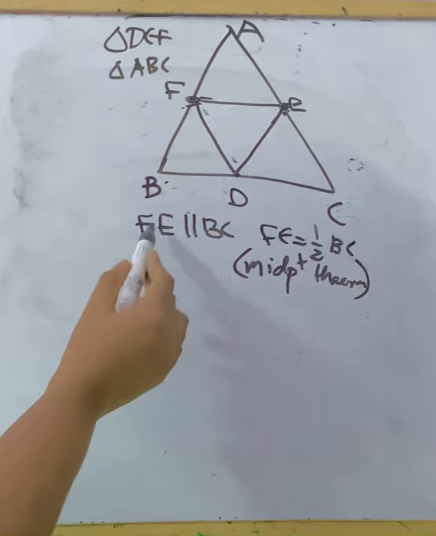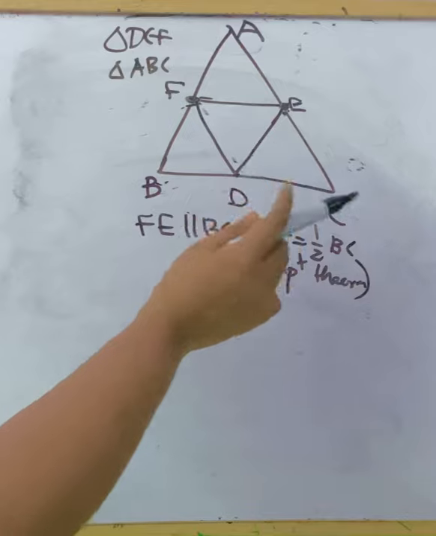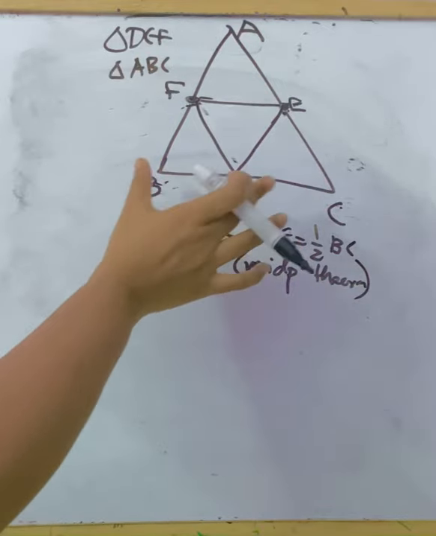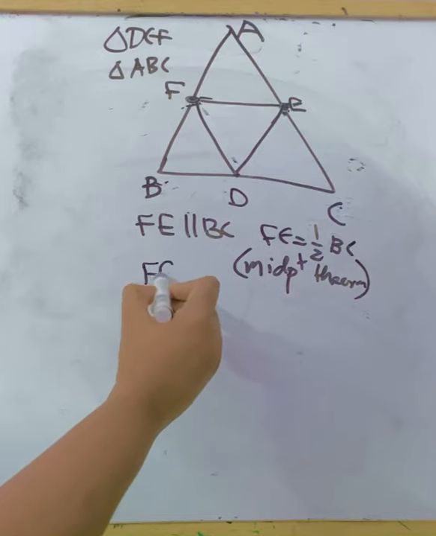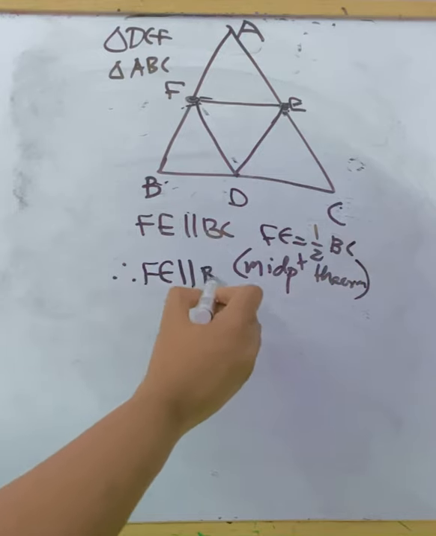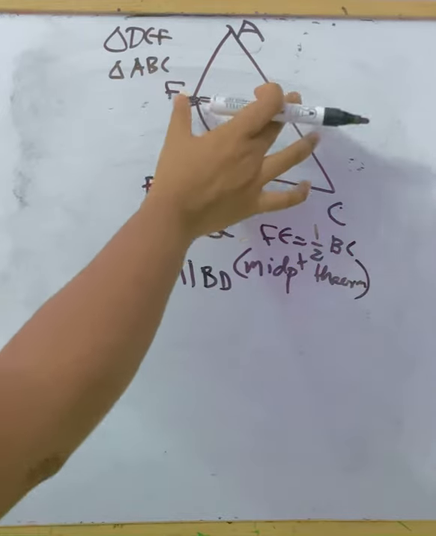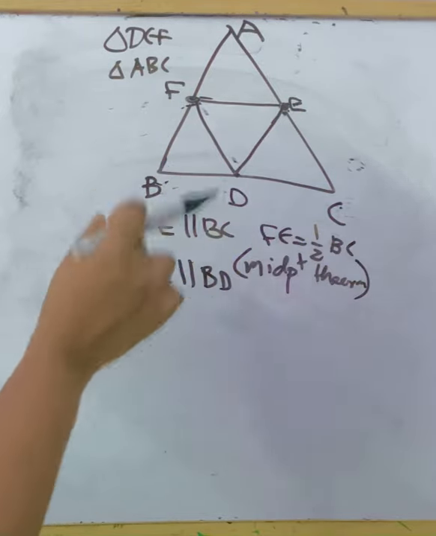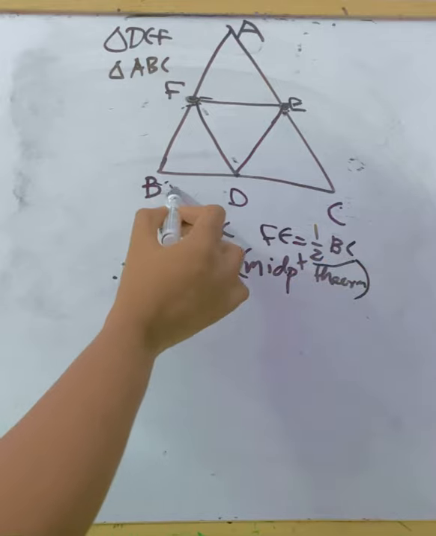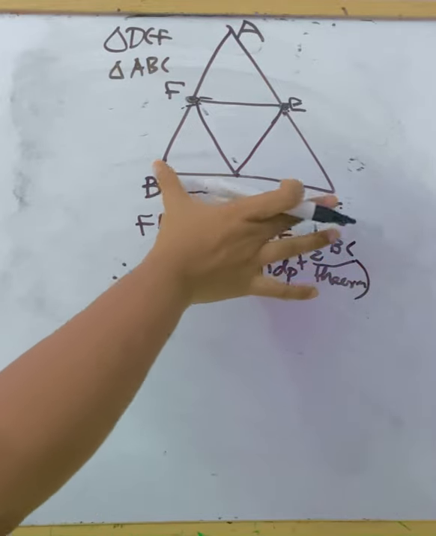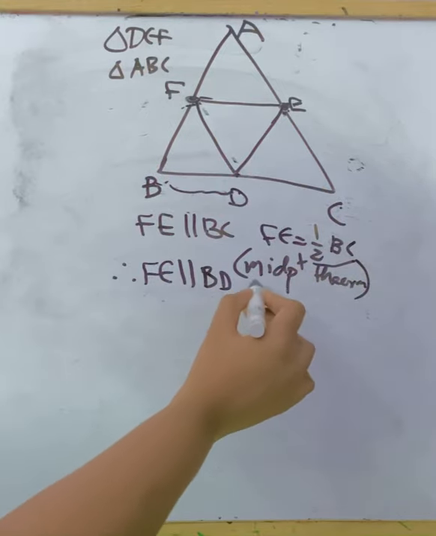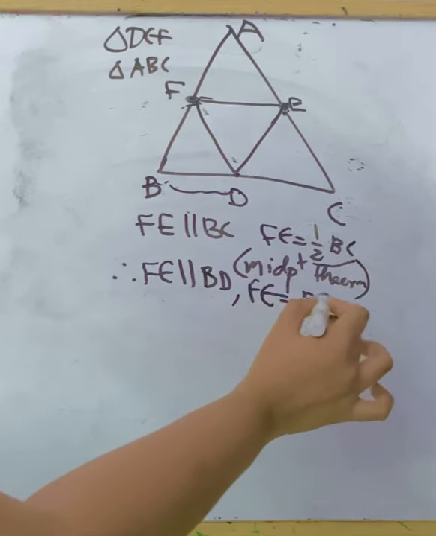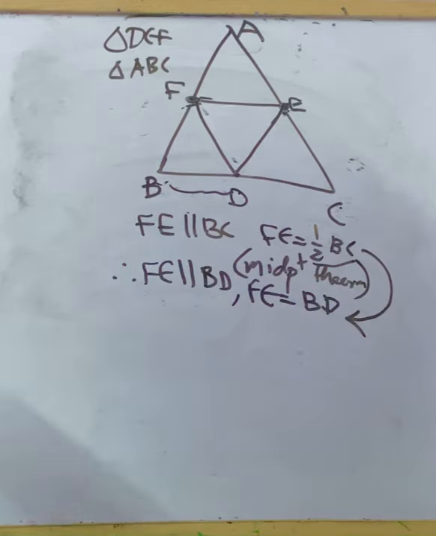Midpoint theorem. Now if FE is parallel to BC, then we can say FE is parallel to BD, because inside BC we can find BD. So here we will write FE parallel to BD. And here we got FE equal to half BC. Instead of half BC, we can write it as BD, because D is the midpoint of BC. So half BC means BD. So here we will write FE equals BD. The reason is it is half BC, according to the midpoint theorem.